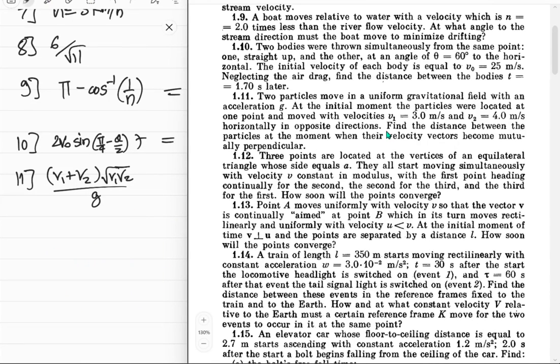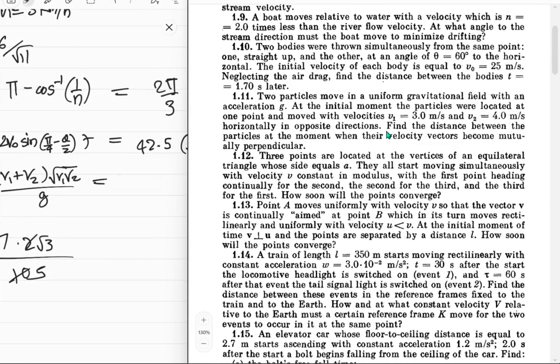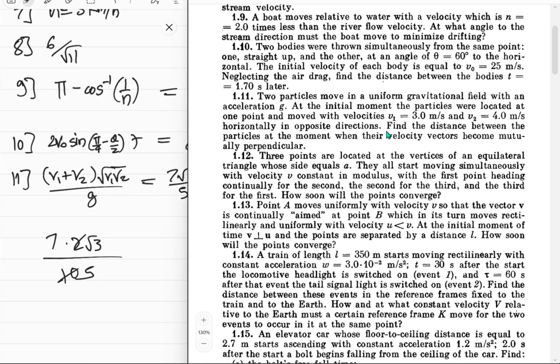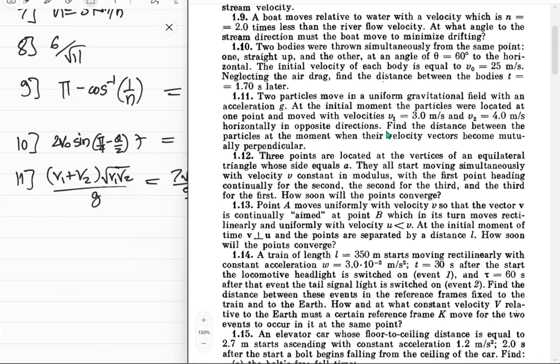Now for this case V1 is 3, V2 is 4. So this is just 3 plus 4, 7. 7 times square root of 3 times 4. So that's 12, so 2 square root 3. 2 square root 3, and that upon G, which is 10. So something like that, 7 square root 3 upon 5. I'll just throw it like that. I won't approximate it whatsoever. Okay. 12.